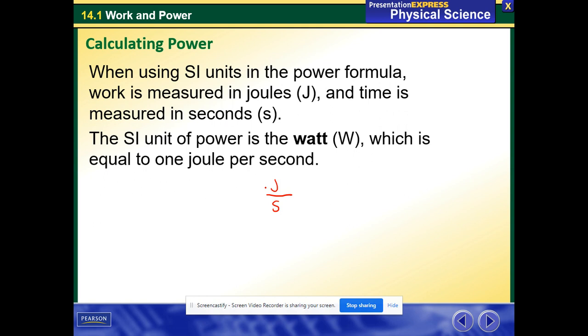If you ever go to the grocery store, you might see a light bulb that says 60 watts, and that's telling you how much power that light bulb has.